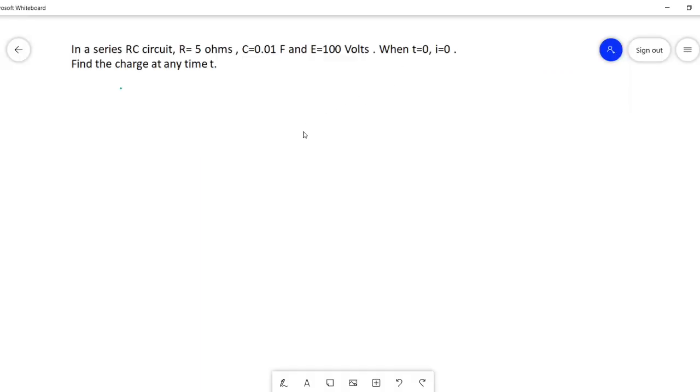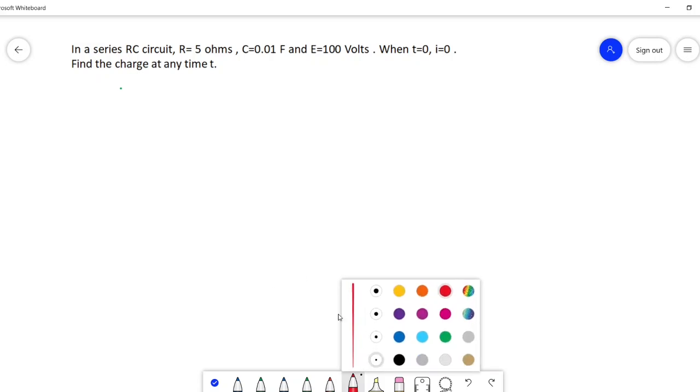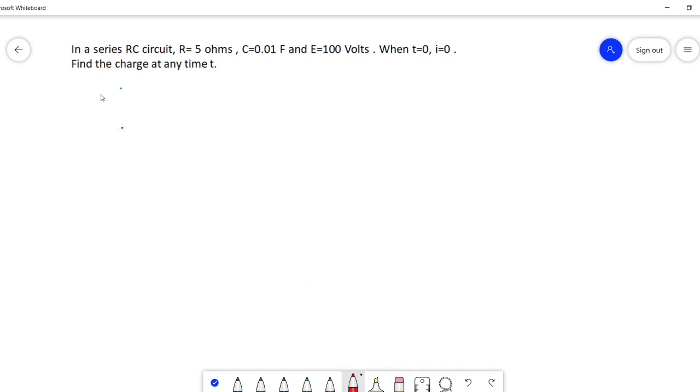So here we have a problem in here. So in a series RC circuit, let me reread it again. We have R is equal to 5 ohms, C is equal to 0.01 farad, and E is equal to 100 volt. When T is equal to 0, I is equal to 0, and then find the charge at any time T. So at any electrical circuit problem, we must redraw this circuit.